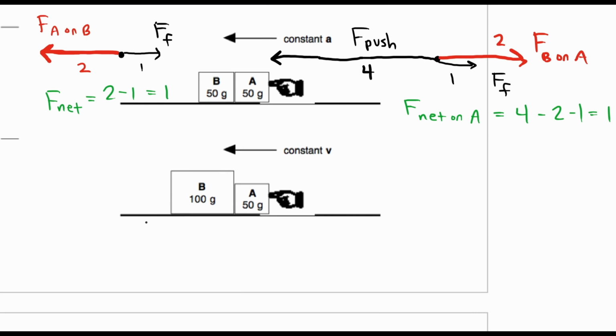In this last one here, we have a larger block B. We also have constant velocity. Because it's larger, we do expect the friction to be more than we would have had for the 50-gram block. And since we want to achieve constant velocity, let's let our F of A on B match with FF.